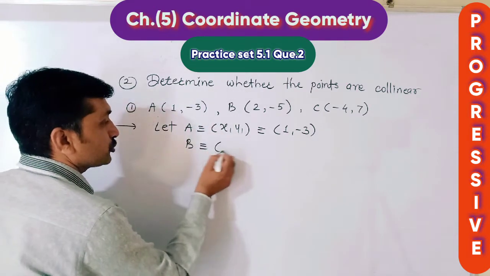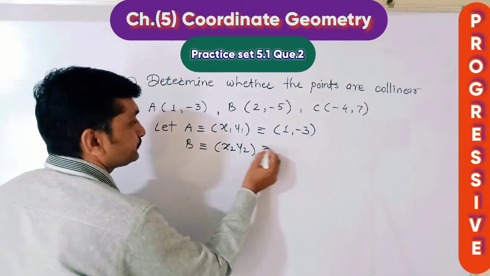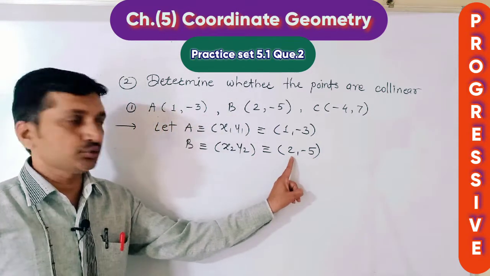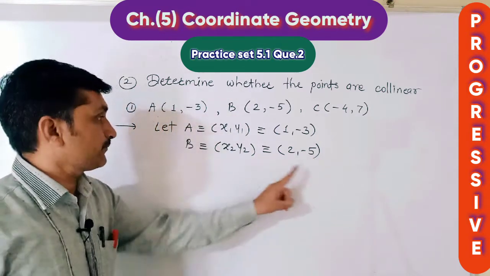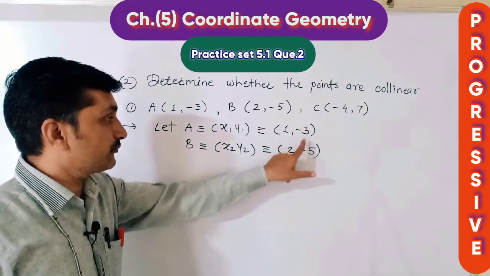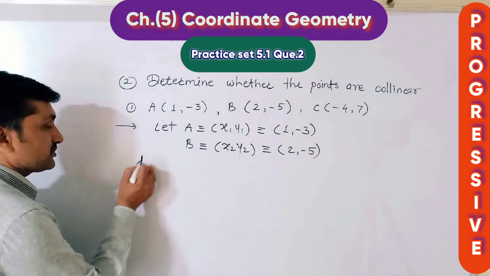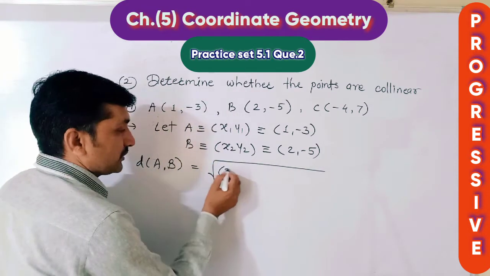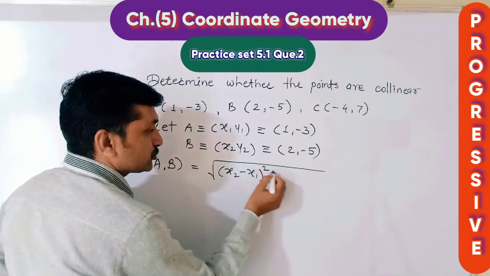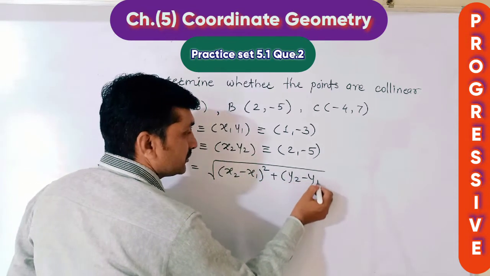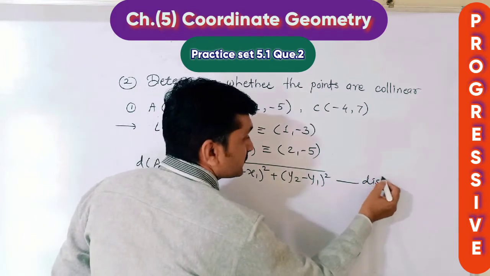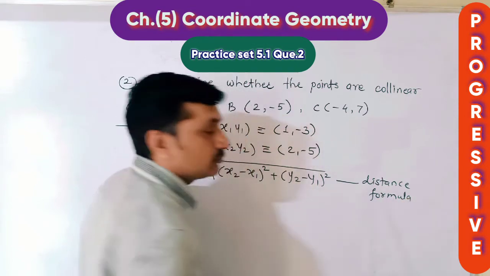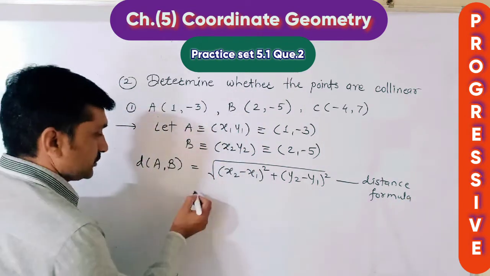B is equal to the coordinates of B. Consider x2, y2. Coordinates are 2, minus 5. x2 is equal to 2, y2 is equal to minus 5. Here these are four values, x1, y1, x2, y2. Therefore distance AB is equal to, we know the distance formula. The distance formula is the square root of (x2 minus x1) bracket square plus (y2 minus y1) bracket square. This is the distance formula. And now let's put in the values and solve. It is very easy now.